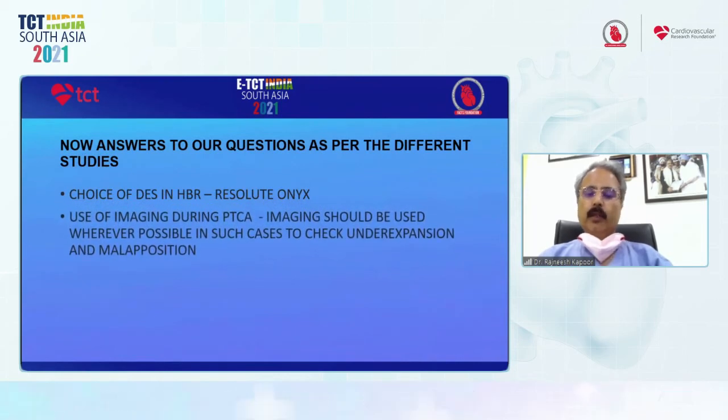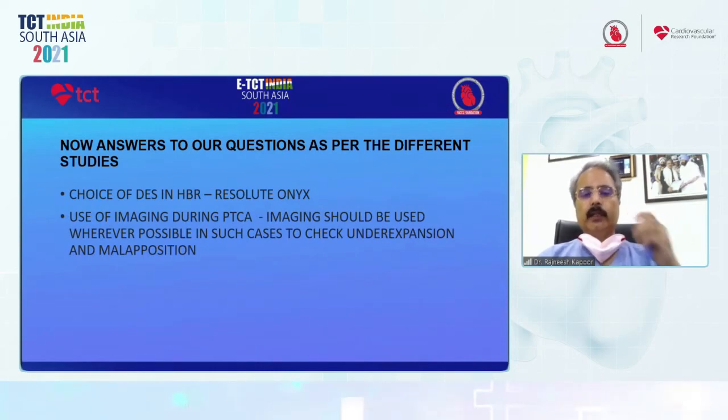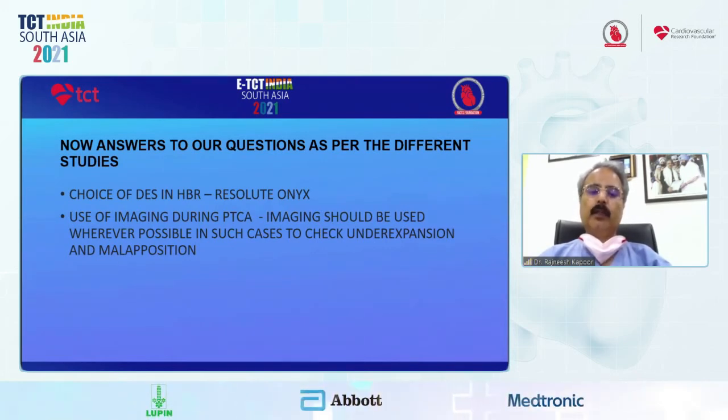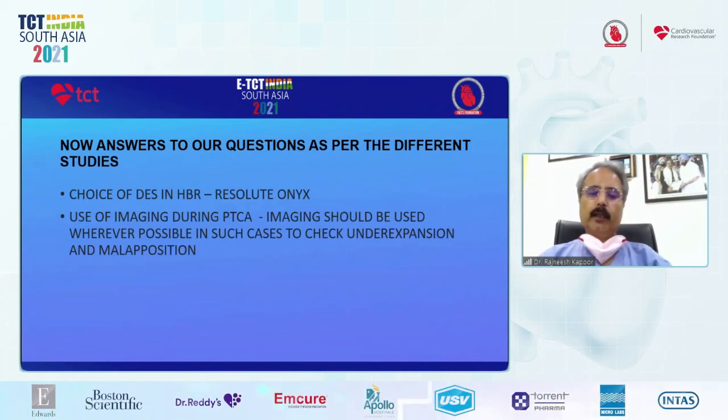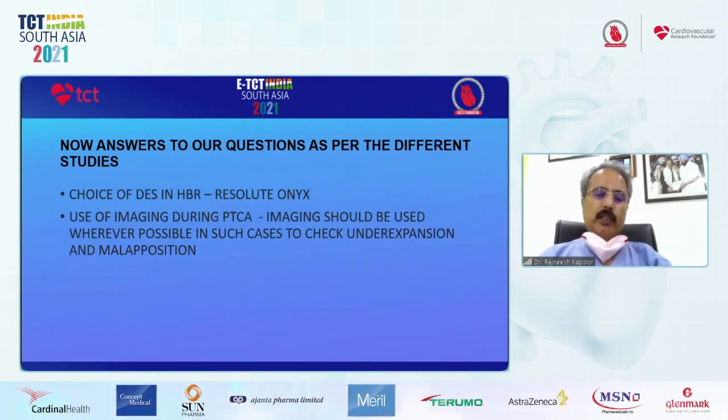The use of imaging, I would again very emphatically stress, should be done in these subsets, because if we are having under expansion and malapposition, that may lead to more vulnerability for such patient subsets for thrombotic events, because we are going to withdraw the antiplatelets or maybe switch from dual to single antiplatelet agent. So imaging should be done more frequently in such subsets, or I would say essentially should be done in all patients of high bleeding risk.